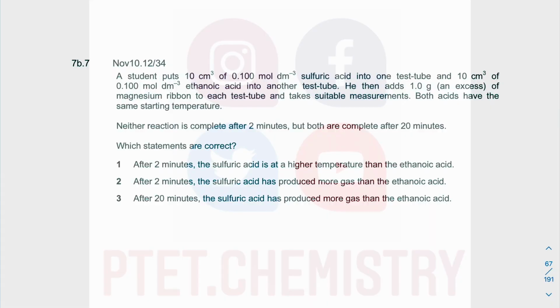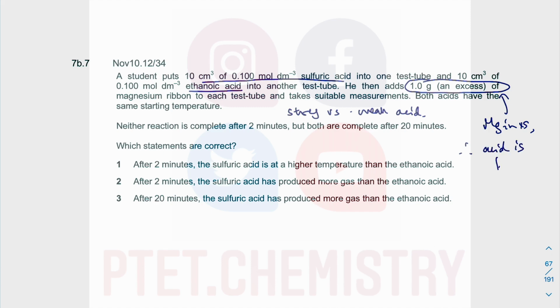This next question: you have 10 cm cube of 0.100 mole per dm cube sulfuric acid, and then you use the same volume and the same concentration, but you use ethanoic acid. So I have a feeling that this is strong versus weak acid. And the fact that you add 1 gram of magnesium, magnesium is in excess. Therefore, the acid is limiting.